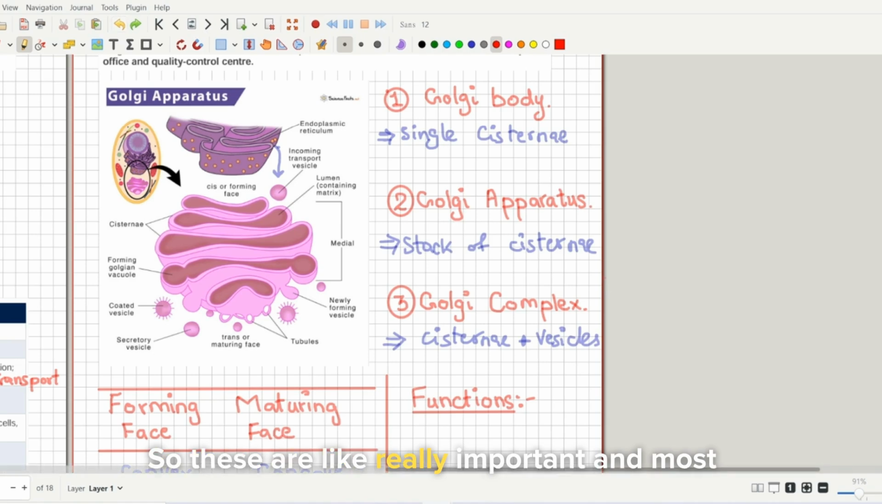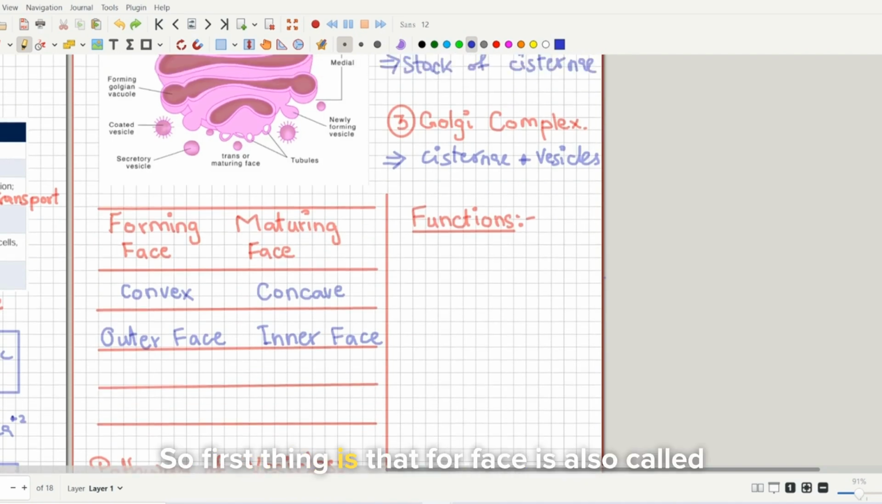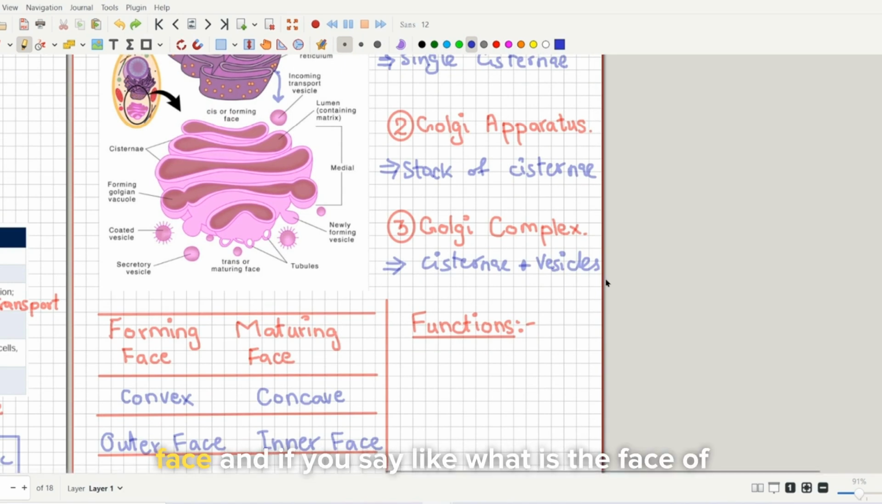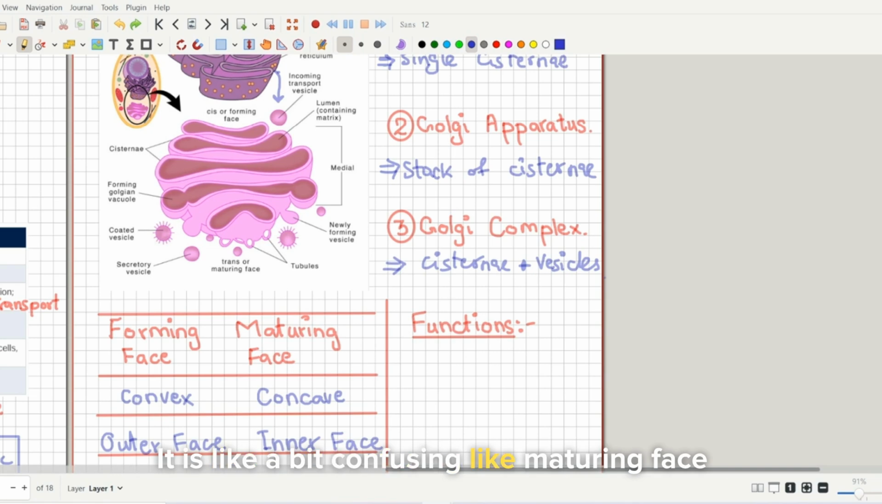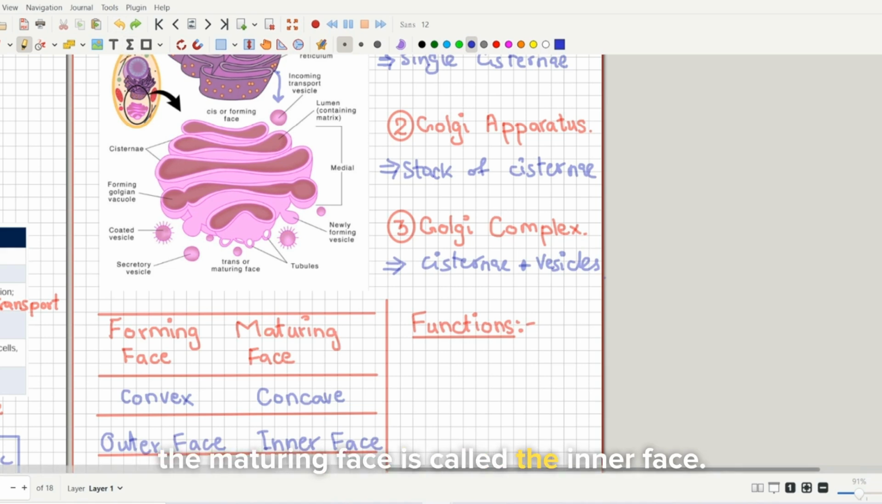These are really important, and most students make a big number of mistakes between these two phases. The reason is that they have different functions and different names. First, the forming phase is also called convex, it has a convex shape, while the maturing phase has a concave shape. The forming phase is called the outer phase. It is a bit confusing, as you would expect the maturing phase to be the outer phase and the forming phase the inner phase, but it is actually the opposite. The forming phase is the outer phase and the maturing phase is the inner phase.